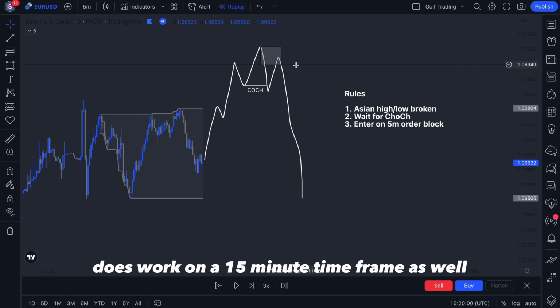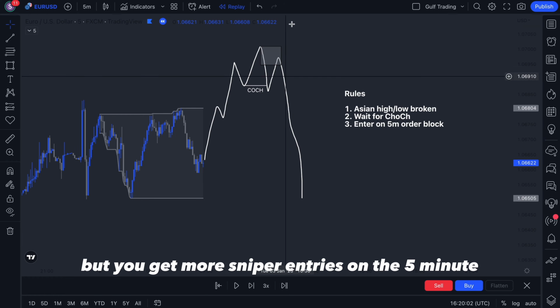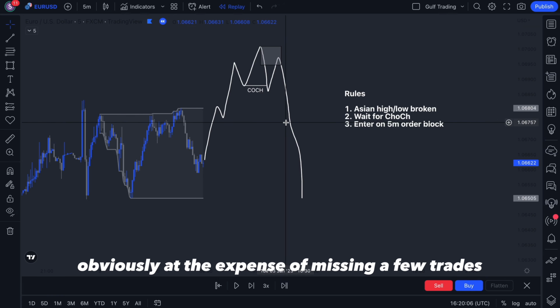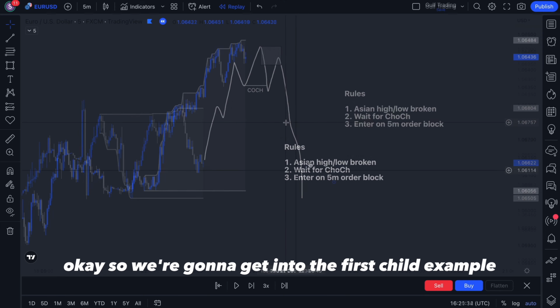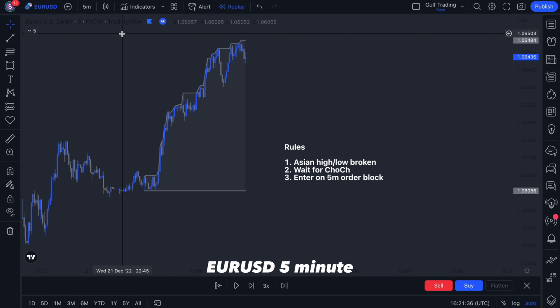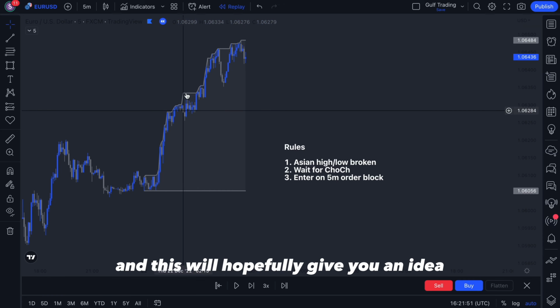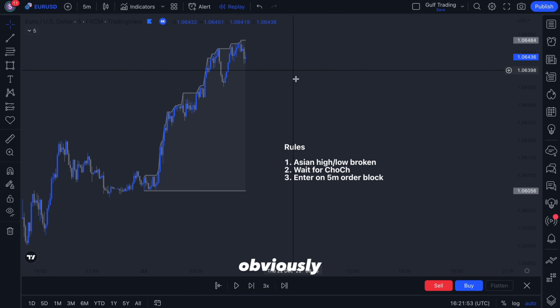It does work on the 50-minute time frame as well, but you get more sniper entries on the 5-minute, obviously at the expense of missing a few trades, but that's just the way it works. Okay, so we're going to get into the first chart example, EURUSD 5-minute, 22nd of December, and this will hopefully give you an idea of what the setups look like in real time. Obviously they're not going to be perfect like I showed, but let's go.